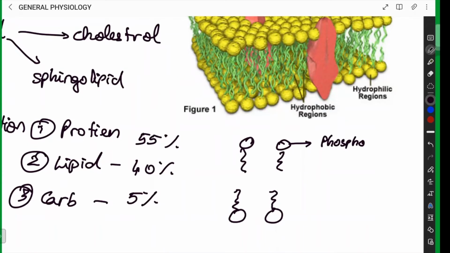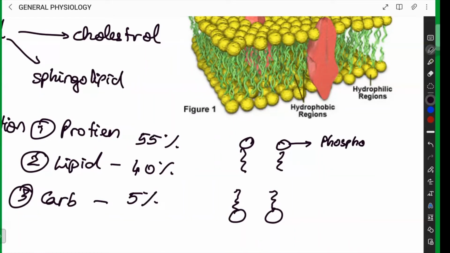Always remember, I told you, your cell is going to be present in the interstitial fluid. So between the two cells, you're going to have a fluid. If fluid is going to be there between the two cells, then always remember, is lipid hydrophilic or hydrophobic? Someone in the chat box, is lipid hydrophilic or hydrophobic? This is my question.